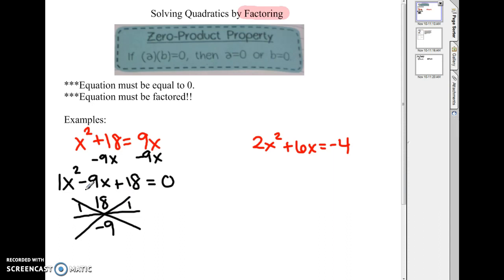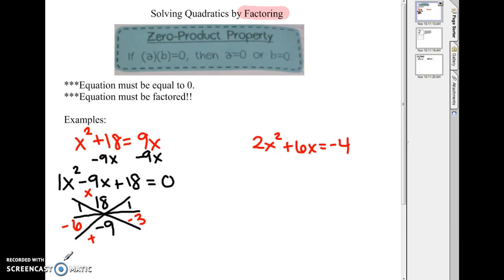Alright, so now I've got to solve the puzzle. I need to figure out what multiplies to 18 but adds to negative 9. So that's the part that you've got to think. What multiplies to 18 but adds to negative 9? Negative 6 and negative 3. Negative 6 and negative 3 both multiply to positive 18 but add to negative 9.